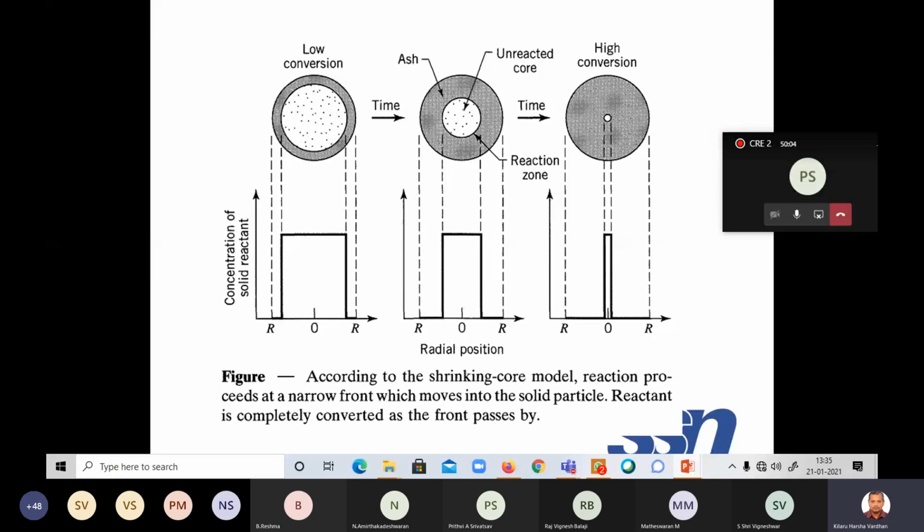The one whose ash is removed will burn fast, because the rate will be more, since the surface is exposed to the oxygen. That means the rate of reaction is much faster. But when ash is formed and you're not removing it, what will happen? The gas has to penetrate through the ash. So the ash adds extra resistance for the oxygen to penetrate through it. Therefore, the rate will be very low.